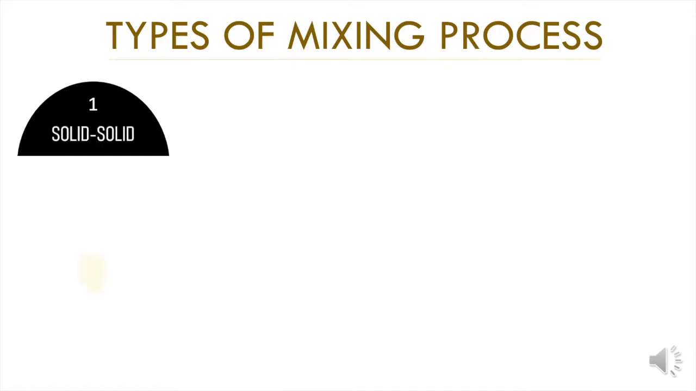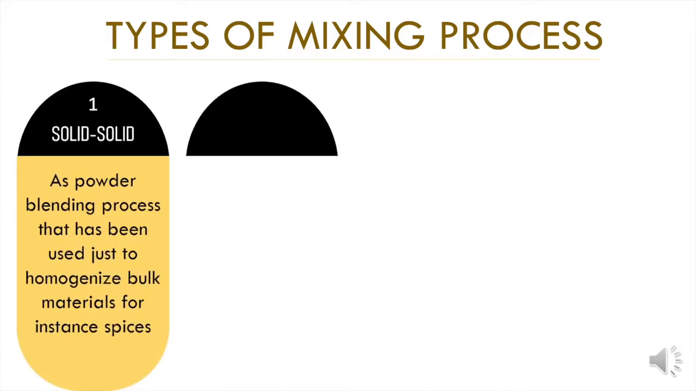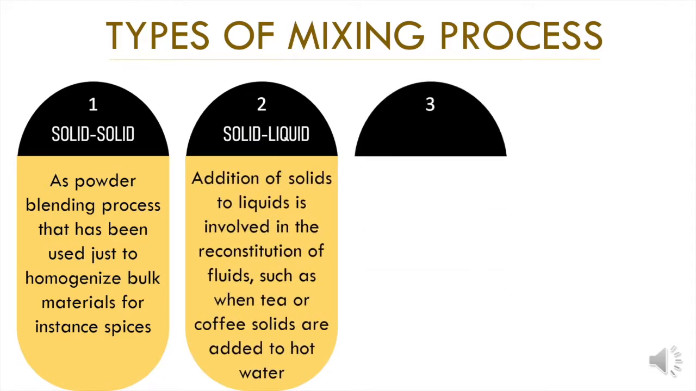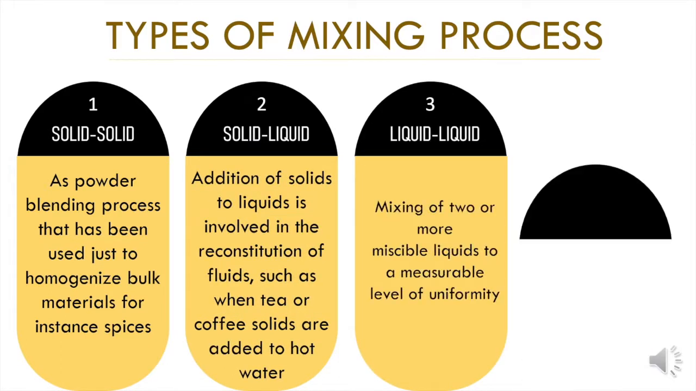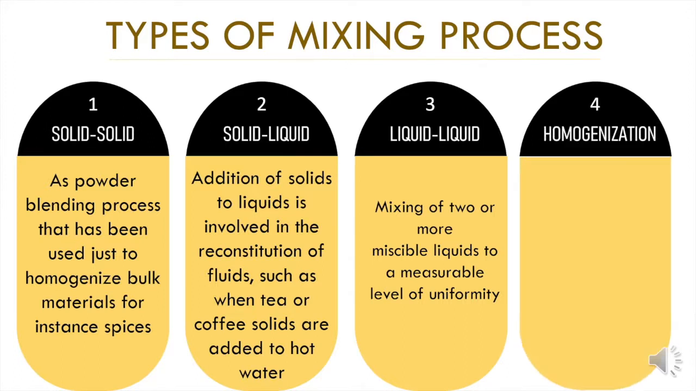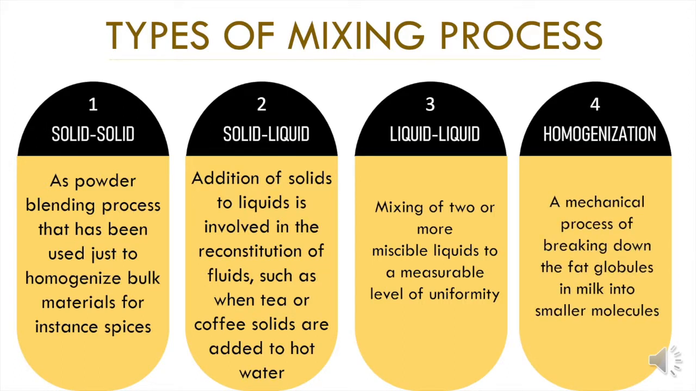There are 4 types of mixing process. Solid-solid, a powder blending process that is used just to homogenize bulk materials, for instance spices. Solid-liquid, addition of solid to liquids is involved in reconstitution of fluids, such as when tea or coffee solids are added to hot water. Liquid-liquid, mixing of 2 or more miscible liquids to a measurable level of uniformity. Homogenization, a mechanical process of breaking down the fat globules in milk into smaller molecules.